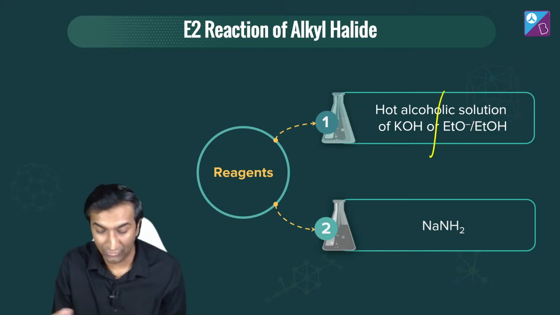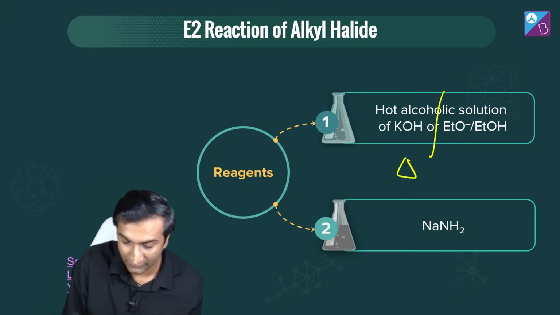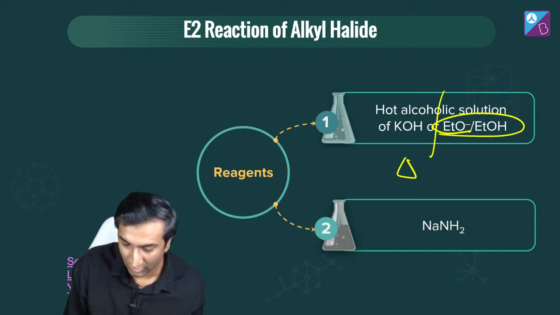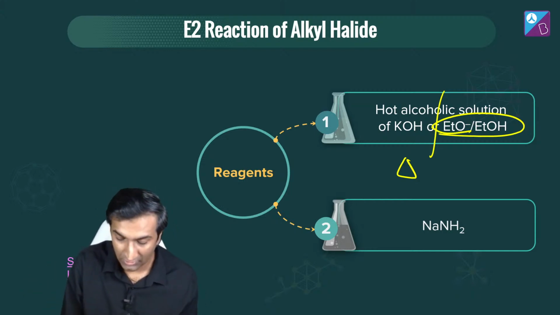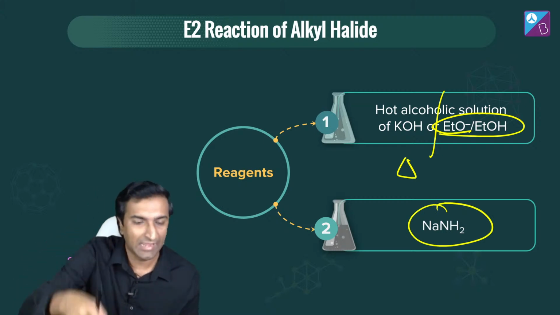आप लोग बहुत जगह देखेंगे alcoholic KOH and heat. This triangle just means heat. Or you will see this sort of a thing. They both mean the same thing. So in this case, I use this as a reagent or NaNH2. I think शुरुआत में किसी ने NaNH2 बोला था.